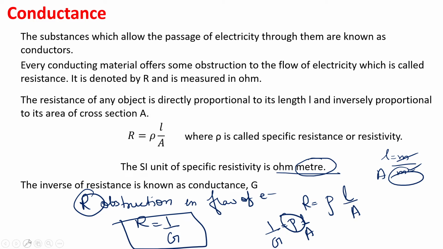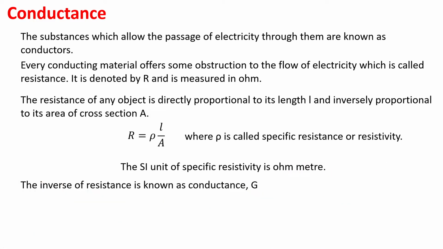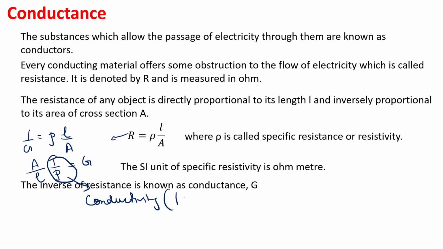So writing it in another way, we can say resistance is equal to 1 by G, that is conductance, equals rho L over A. Just reversing the equation, we can say A over L and 1 by rho will give us G. So this 1 by rho, that is the reverse of resistivity, is called conductivity, which is represented by kappa. This kappa is the symbol for conductivity, and A over L is called cell constant, represented by capital K.